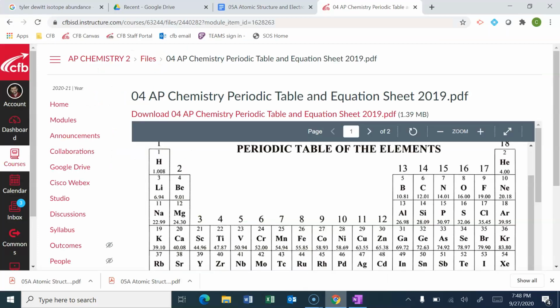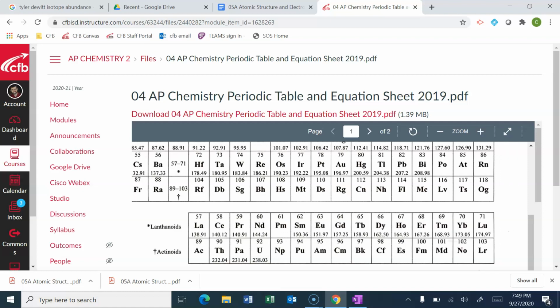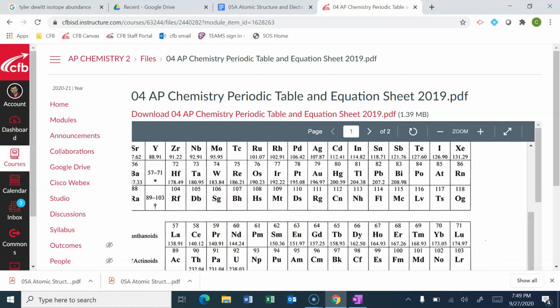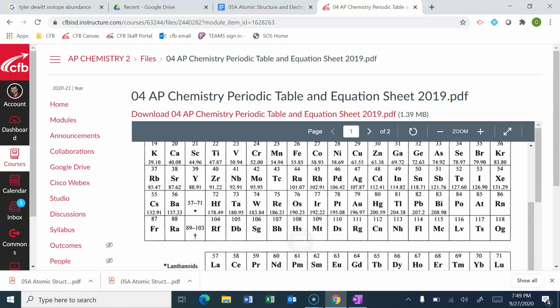So let's look at where tennessine is, which is TS. TS is way over here. It's element number 117. All right. So if we were to write the noble gas configuration, we would start at Rn, and then we would go 7s2, then we would go 5f14, 6d10, and then we would say 7p5.